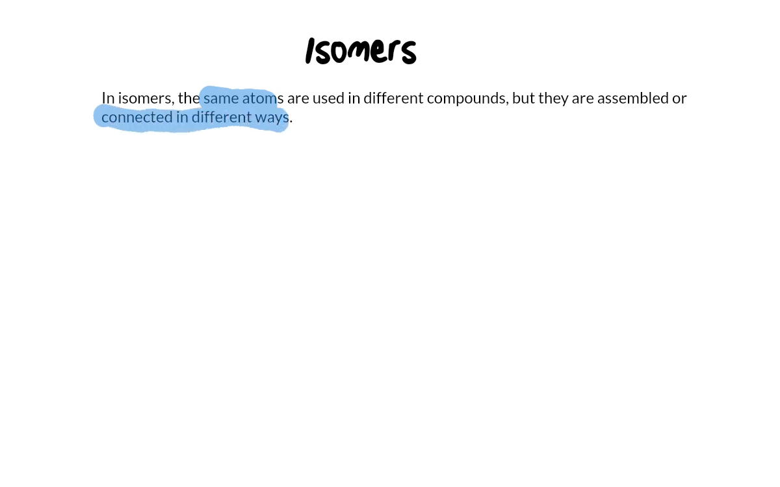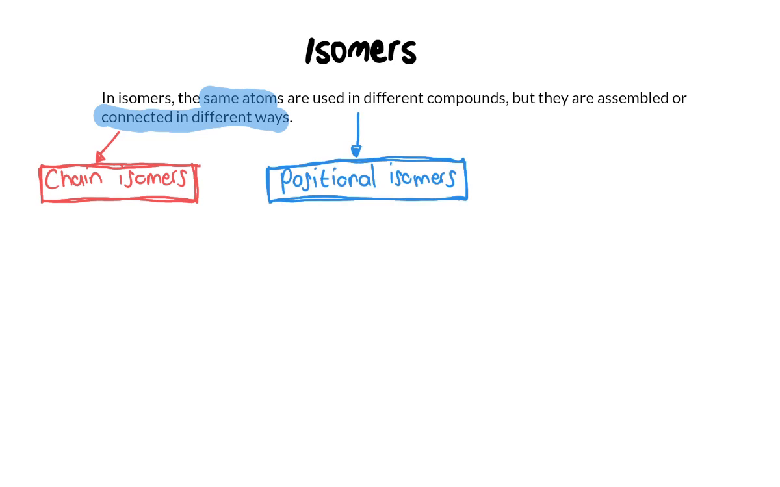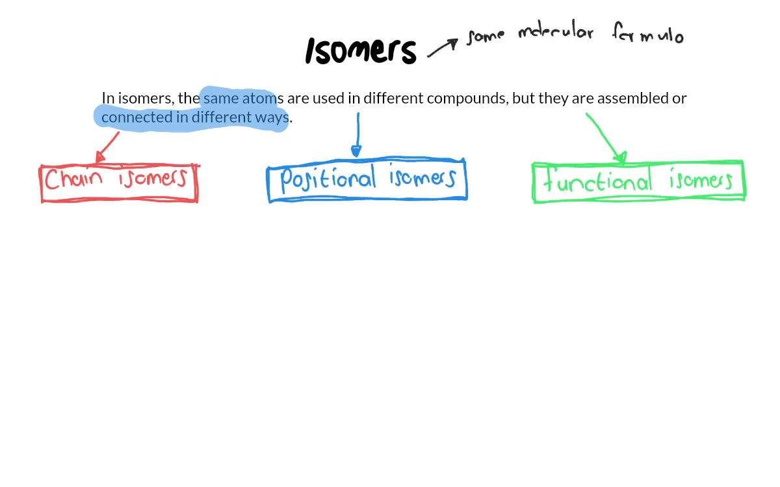Now, there are different kinds of isomers in organic chemistry. So we are going to be looking at three different types of isomers, namely chain isomers, positional isomers, and functional isomers. So isomers are compounds with the same molecular formula. This is very important, this definition, but it has different structural formulas. So in other words, like we said earlier, it has the same number of atoms and the same types of atoms, but it looks different. It has a different structural formula.